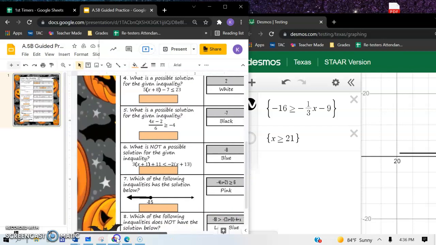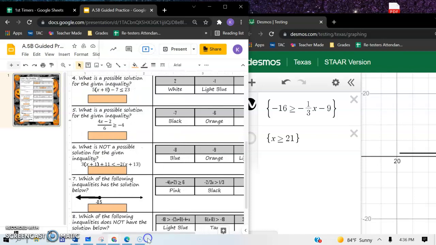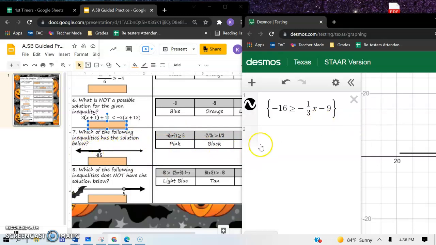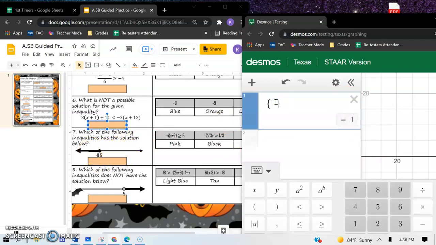You're going to do the same thing for number 5. Look at number 6. It says which one is not a possible one. So whichever one is false, that's where you're going to move the color to. And which one of these matches this graph? So let's look at number 7 really quick. Sometimes they're going to ask you to graph. So we're going to put this here.